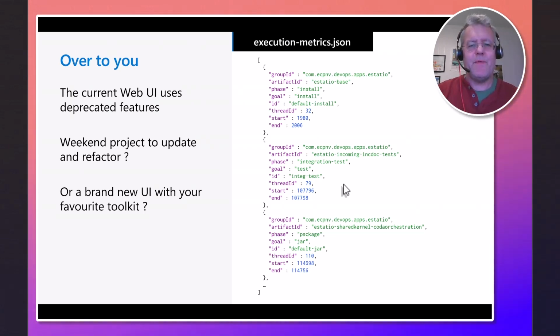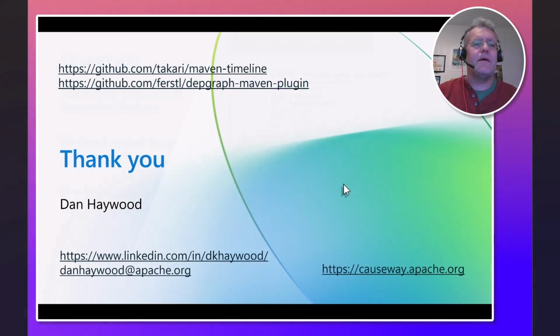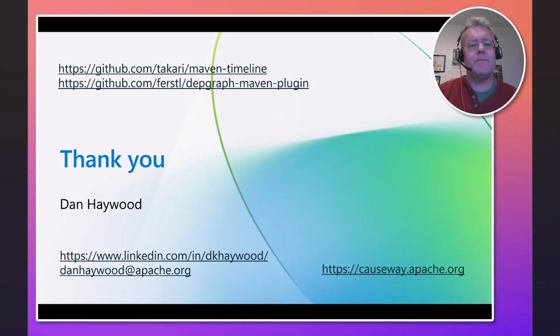Anyway, so there we are. That was the Maven timeline. Finishing up. Those are the repos for the Maven Timeline. Also that dependency graph Maven plugin, you can also find that as well.